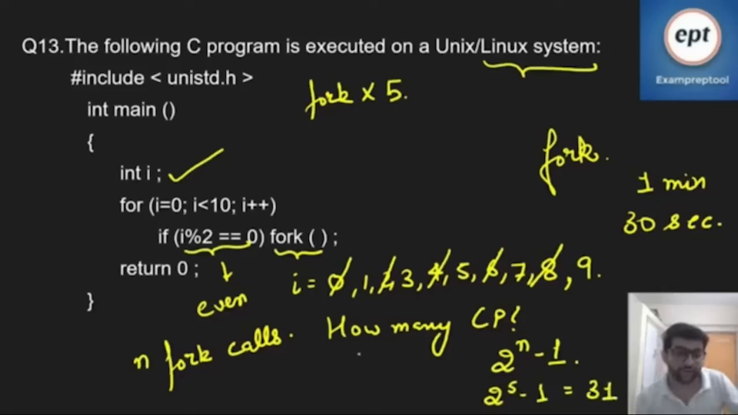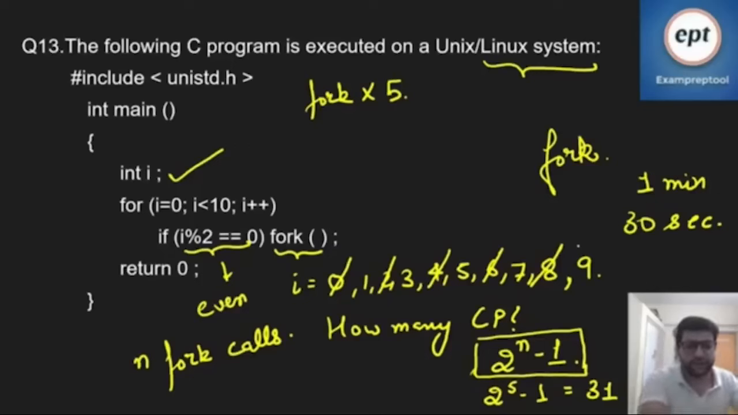And if the question was how many processes will be there, including the parent process, then it will be equal to 32, right? So just remember this formula for the number of child processes, and we can solve this problem easily in 30 seconds. Okay. So let's move on to the next question.